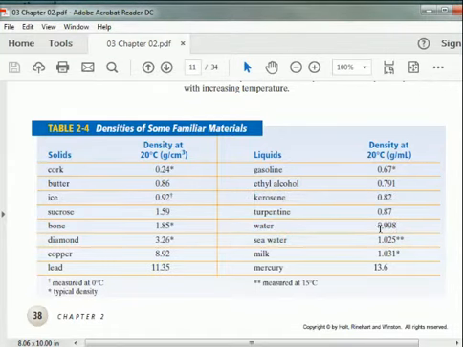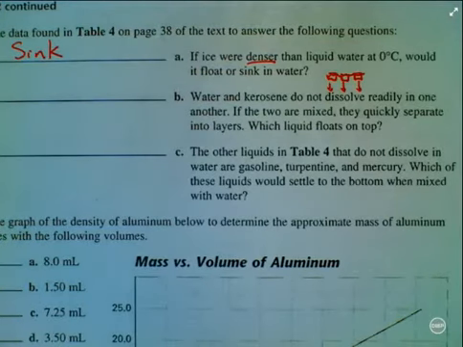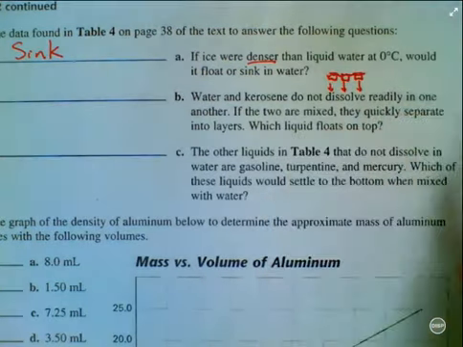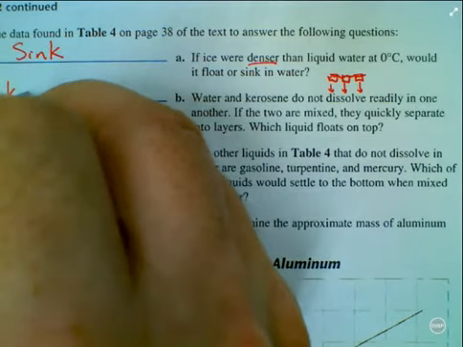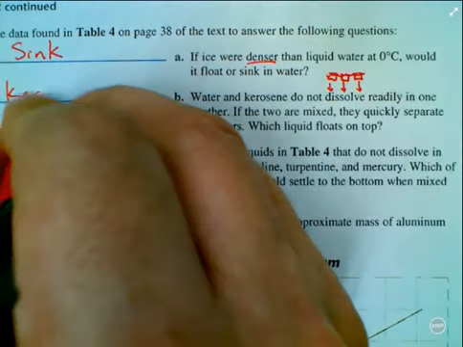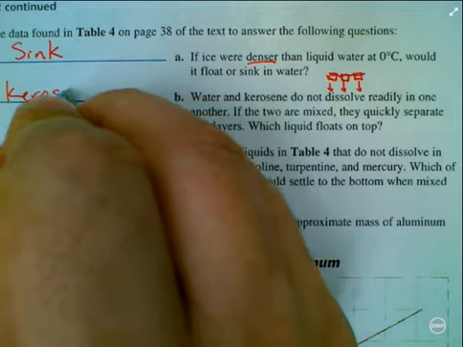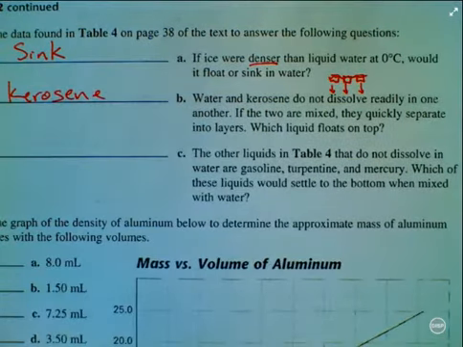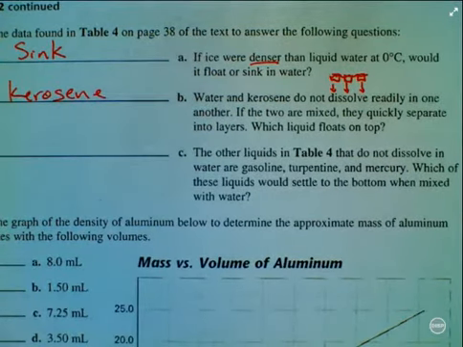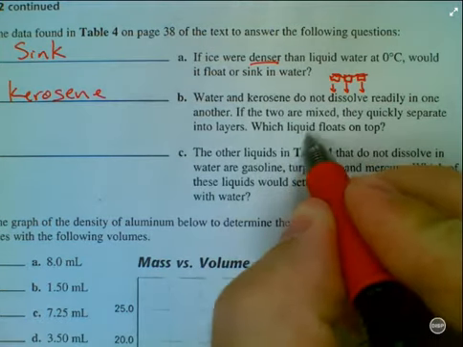Okay, so this suggests that liquid water is more dense than kerosene. Liquid water is more dense than kerosene. And so what that suggests is that the kerosene would float. Okay, because the question is asking which one would float on top.